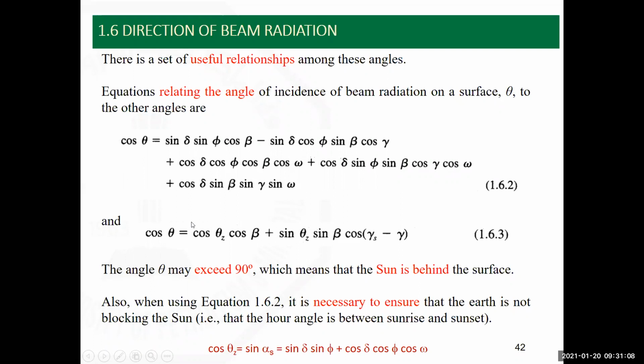Or this equation can also be given as a function of the zenith angle, the inclination, the solar azimuth and the plane azimuth. So basically the value of theta can be given as a function of these or those angles. Actually, those equations are exactly the same, because if you come up with the value of cosine theta z, cosine of the zenith angle, which is equal to sine of alpha s, and this is a function of delta and phi, and you represent it here, you are going to get exactly the same equation that you have there.